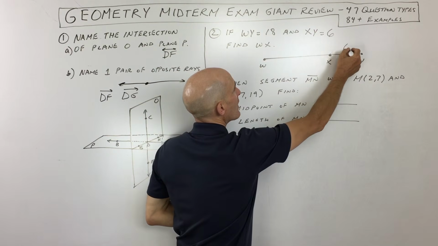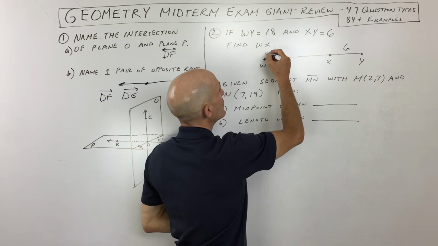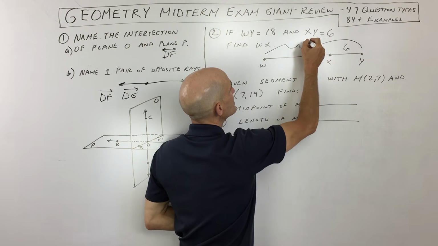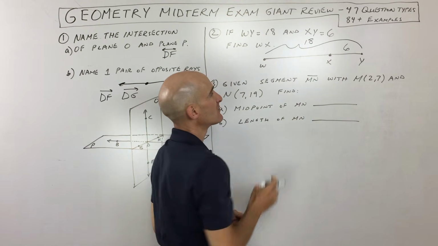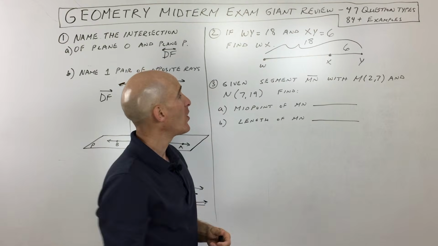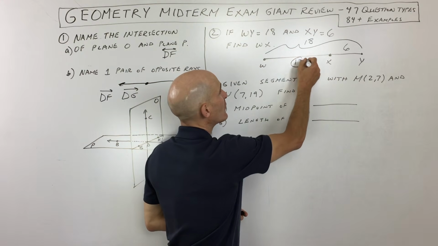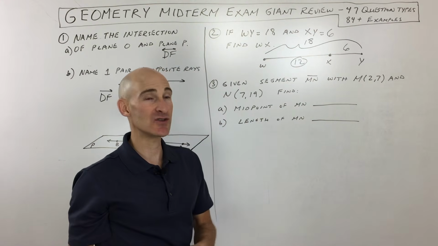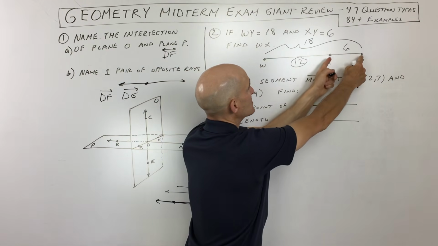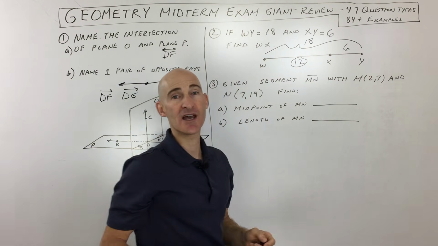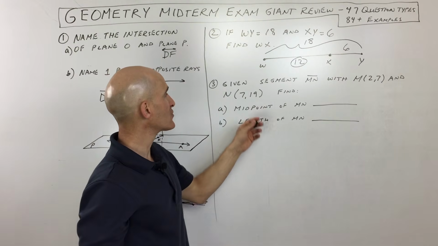Let's label this here. We have XY is 6. We know that this whole length right here is 18. So what do you think the length of WX is? Well, if you said 12, you're absolutely right. This is testing us on what they call the segment addition postulate. Segment addition postulate means that the two segments add up to the length of the whole segment. Very important when you get into your geometry proofs.